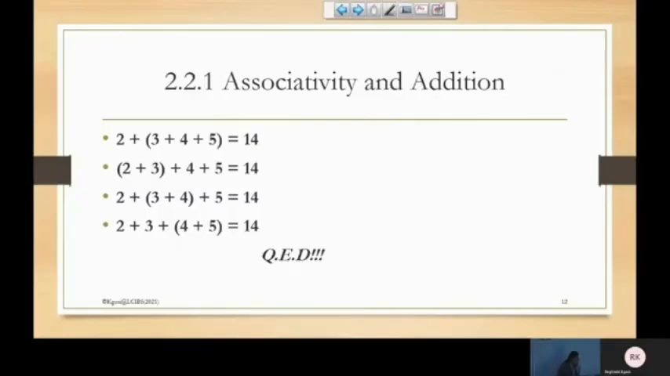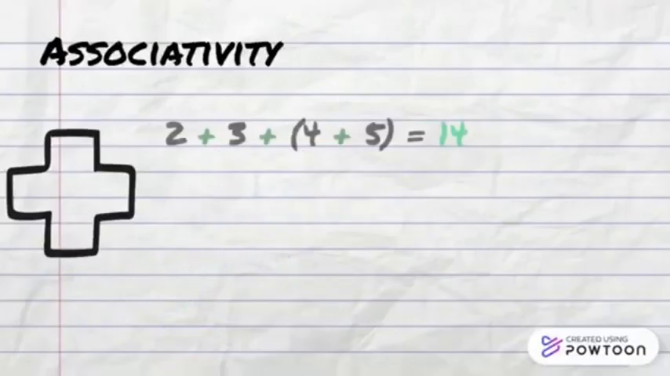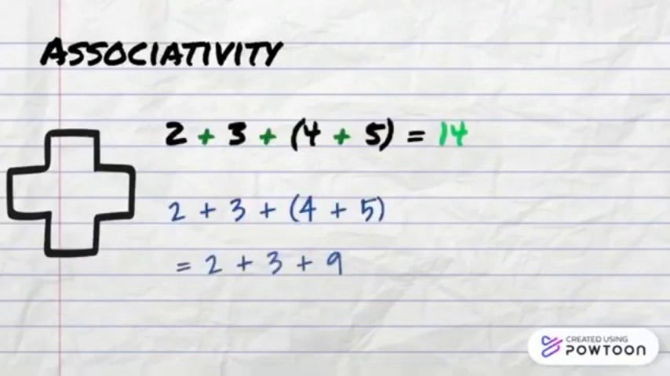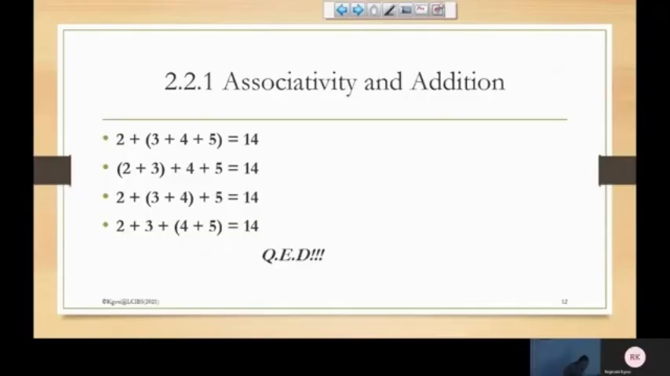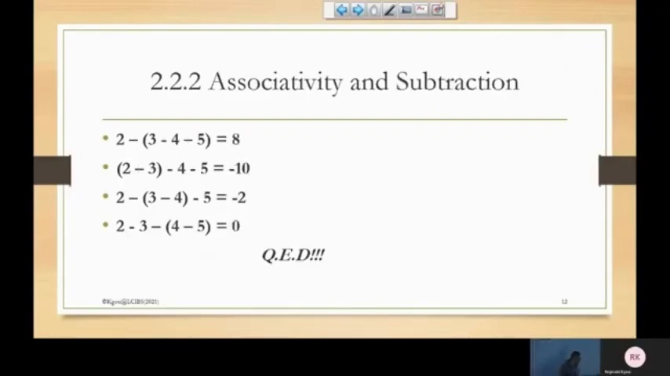And the last one says you do the 4 plus 5 first, which is 9. So you're going to say 2 plus 3 plus 9. This should also give you 14. So this is how we prove associativity with addition. With subtraction, as I said, you just need a minimum of 2 where the answers are different. If you get any 2 where the answers are different, that is sufficient to disprove.